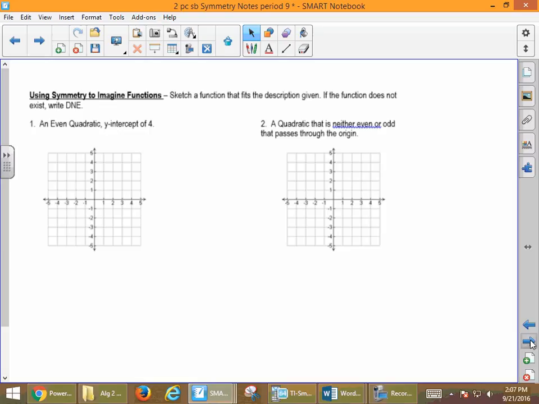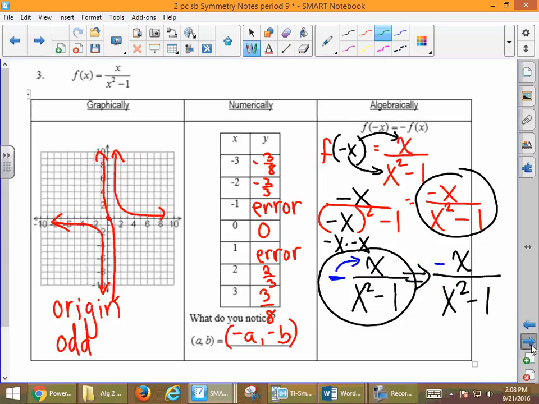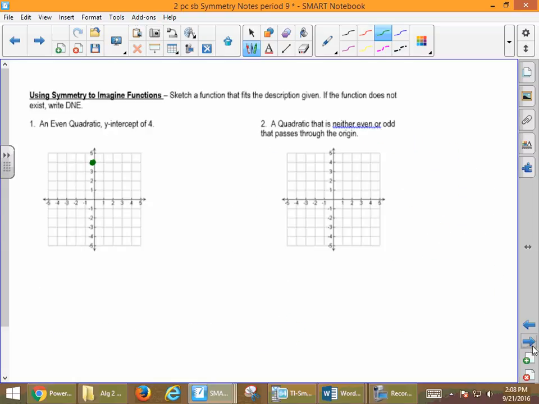First example here. An even quadratic with a y-intercept of 4. Well, let's put in our y-intercept of 4. That's lovely. Y-intercept of 4, and it's a quadratic. You remember what a quadratic looks like? Some of you do, some of you don't. Here's what a quadratic looks like. And it fits on the graph, and your picture doesn't have to be just like mine.